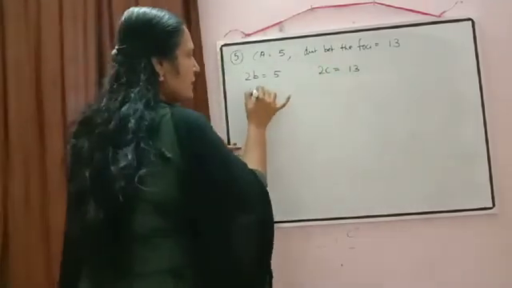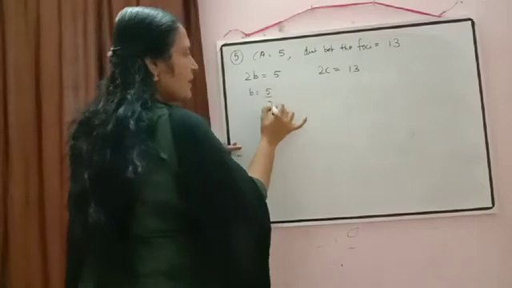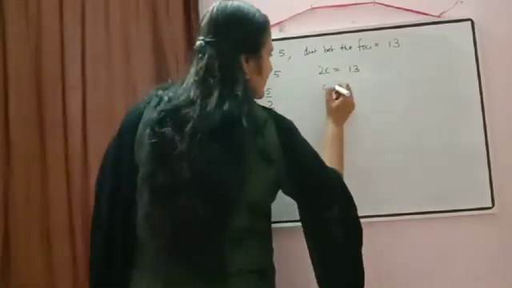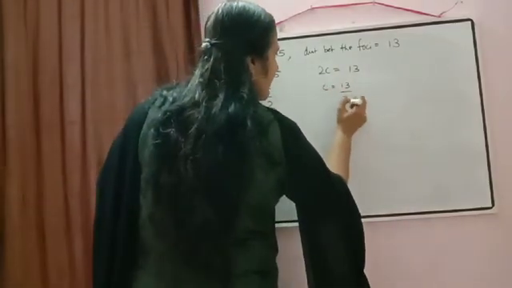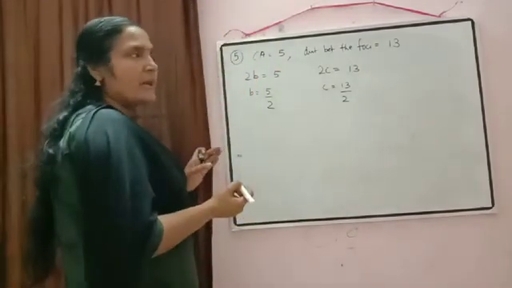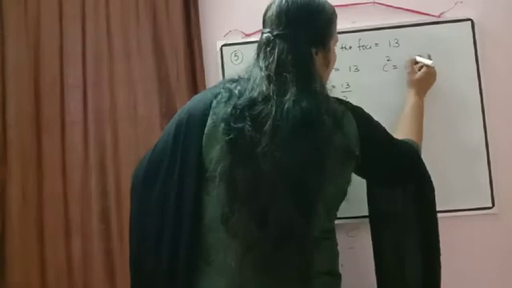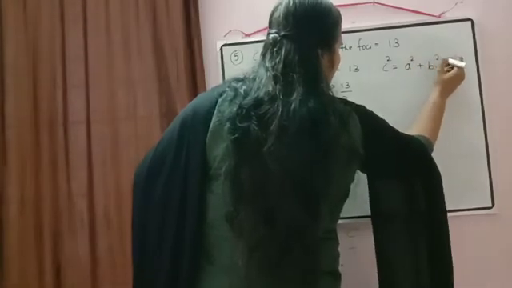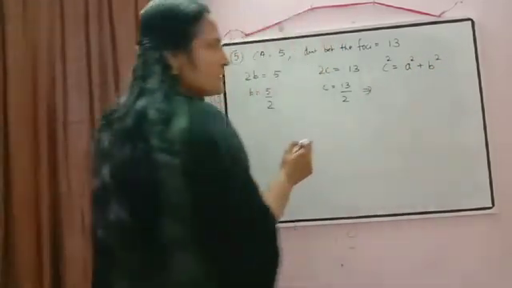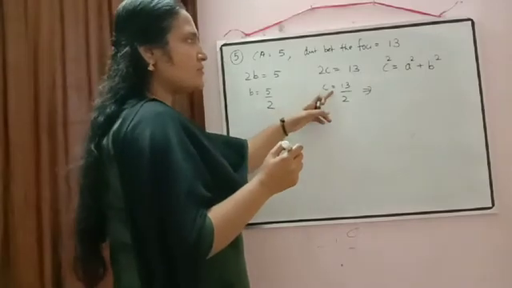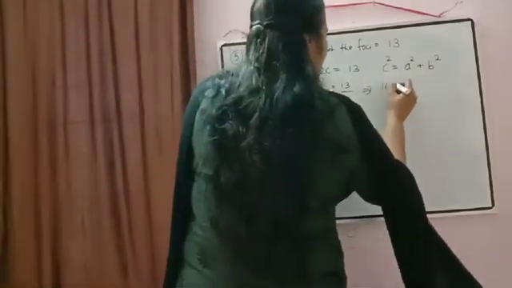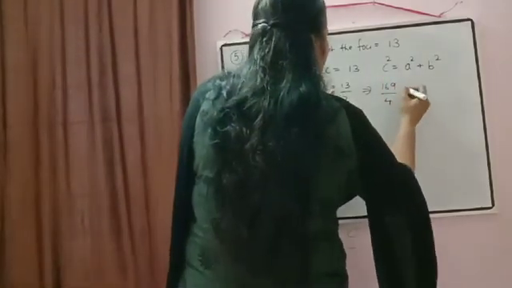So from here we will get b is equal to 5 by 2 and c is equal to 13 by 2. Now we will find out the value of a. So again write down the relation, c square is equal to a square plus b square. Substitute the value of c square, so it will be equal to 169 by 4.